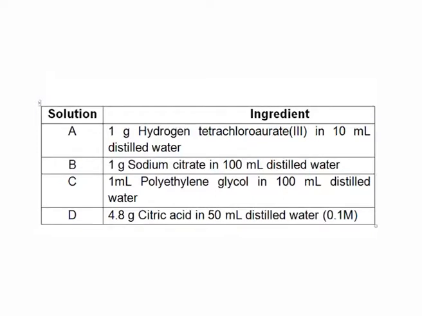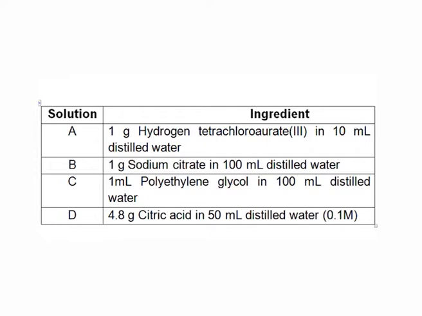Next, we have preparation of reagents. The process of developing latent fingerprints by multi-metal deposition technique begins with the preparation of the following solutions. First, we have solution A, and the ingredient is 1 gram of hydrogen tetrachloroaurate in 10 ml of distilled water.